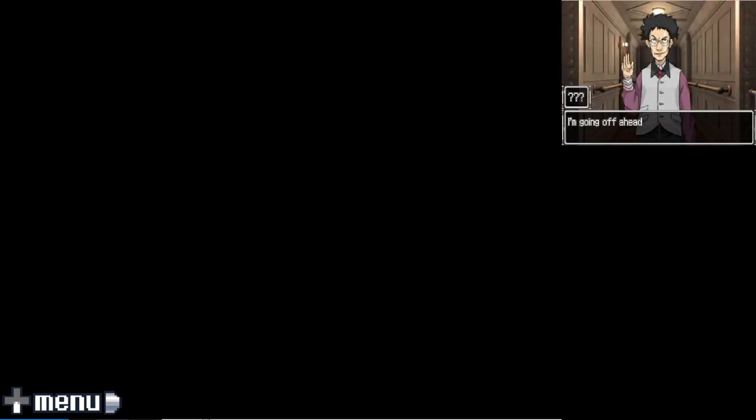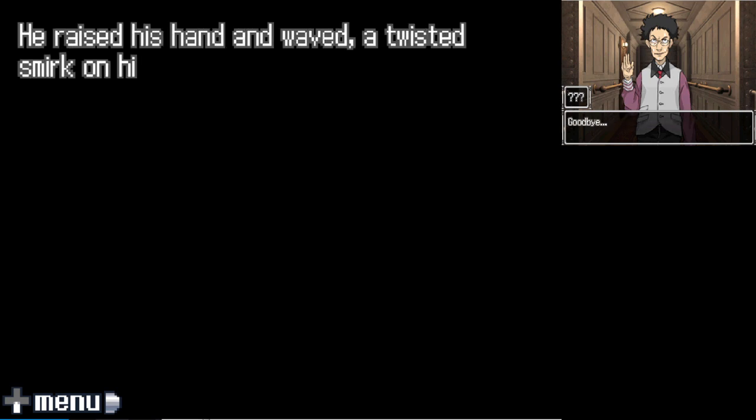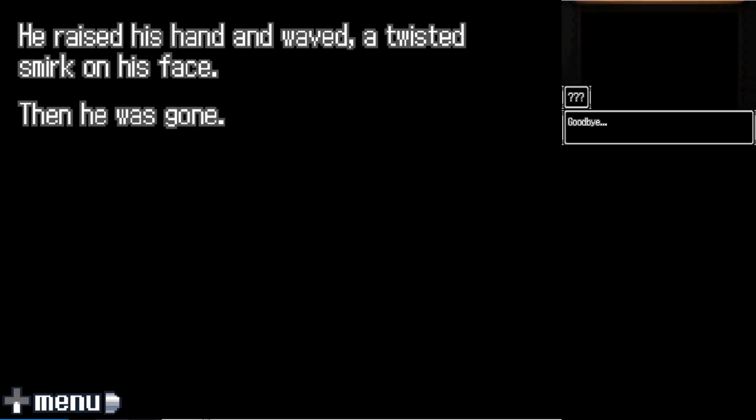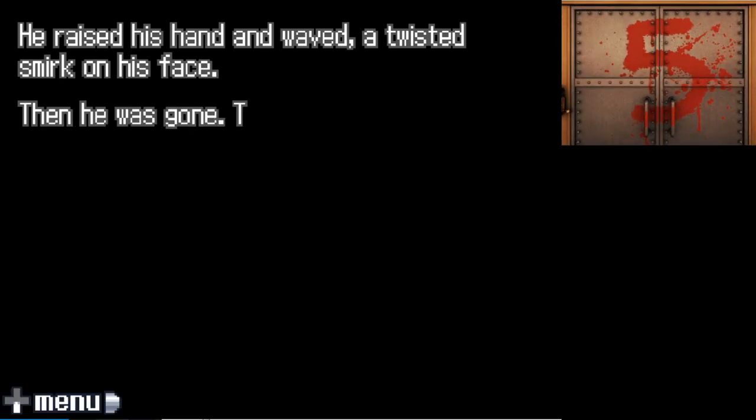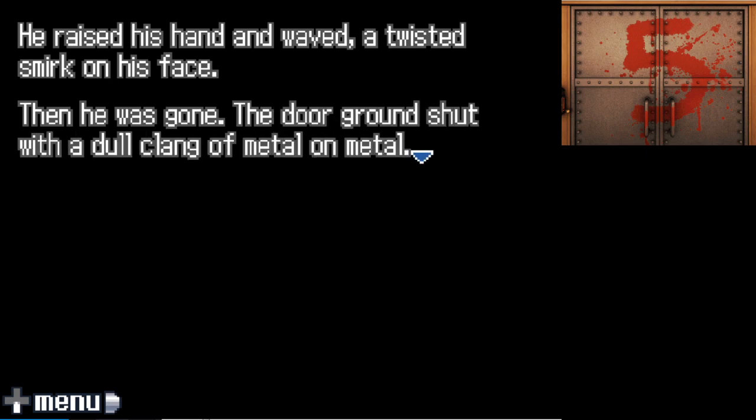"Okay, have a good one, guys. I'm going off ahead now. Well then, bye." He raised his hand and waved, a twisted smirk on his face. Then he was gone. The door ground shut with a dull clang of metal on metal.